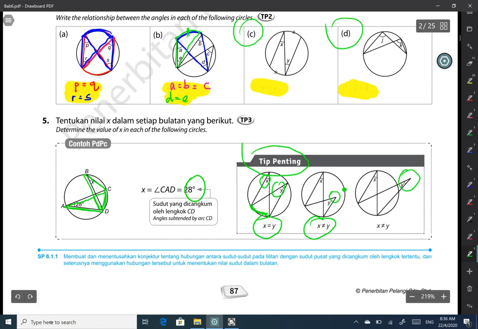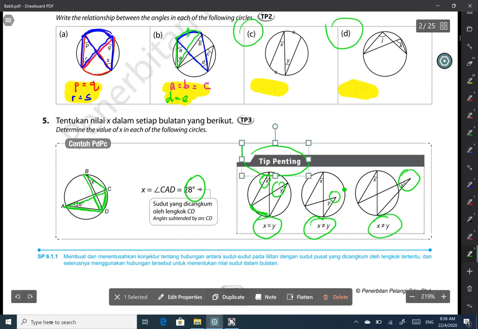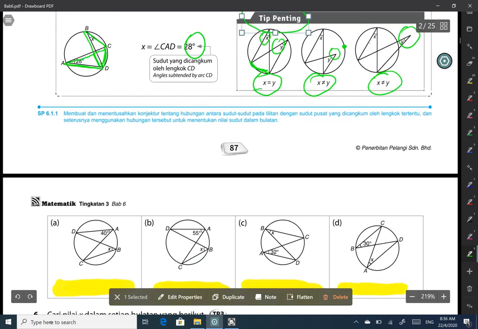Same for this one. This one is outside the circumference, so we cannot conclude that X equals Y. So actually X is not equal to Y.